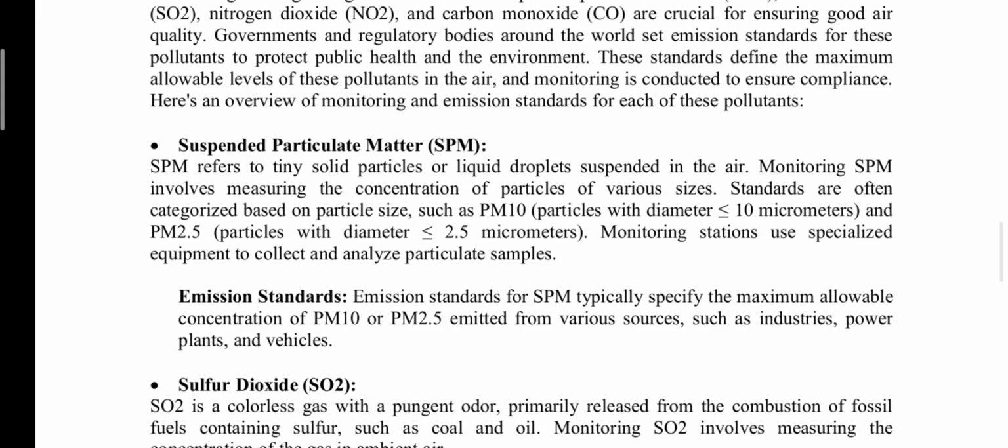To collect any pollutant, we need to fix monitoring stations in a particular area and collect those data and use that for analyzing and calculating the concentration of each pollutant. Emission standards for suspended particulate matter typically specify the maximum allowable concentration of PM 2.5 and PM 10. If it is beyond the limit, we need to go for control methods.